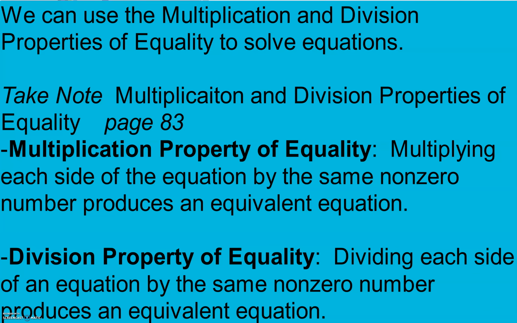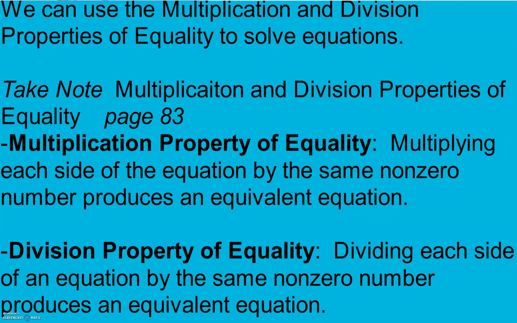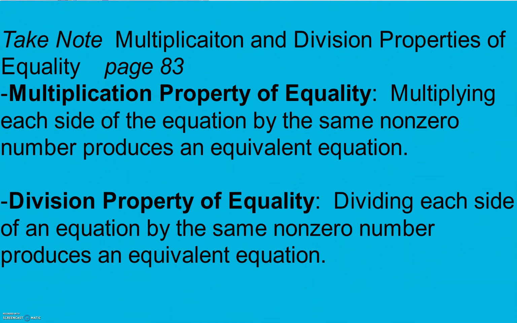We could use the multiplication and division properties of equality to solve equations as well. The take note on page 83 talks about our multiplication and division properties of equality. We can multiply each side of an equation by the same non-zero number to produce an equivalent equation, and we can divide each side of an equation by the same non-zero number to produce an equivalent equation. So these are very, very similar to our addition and subtraction properties of equality in that we have to do them to both sides. The only difference here is that we cannot multiply or divide by 0 on both sides. Okay, so everything else is fair game, but we can't multiply or divide by 0.